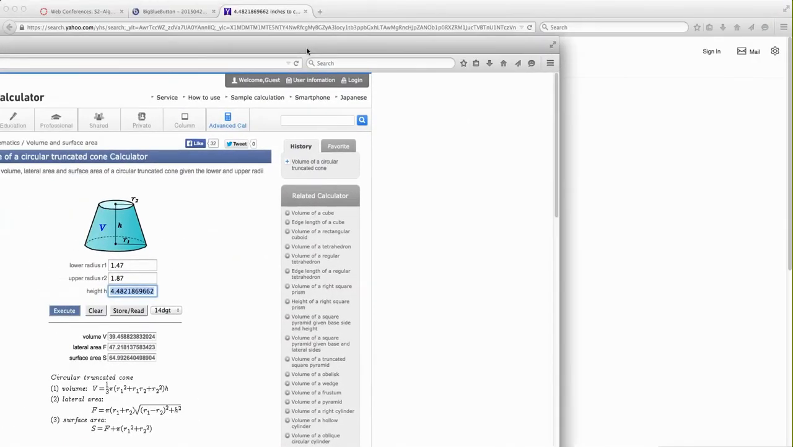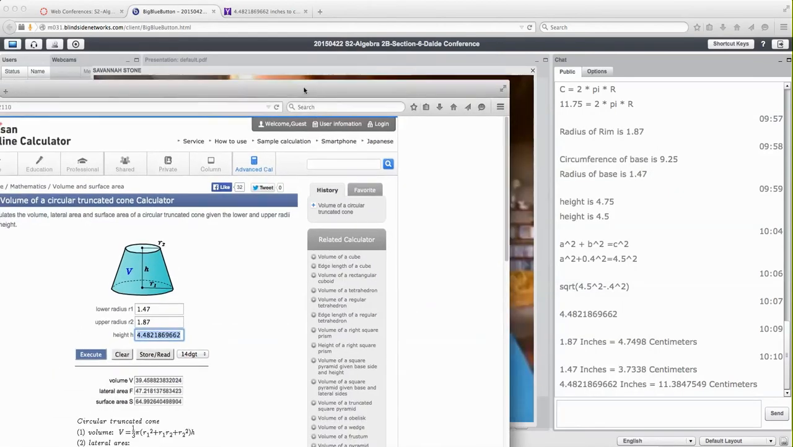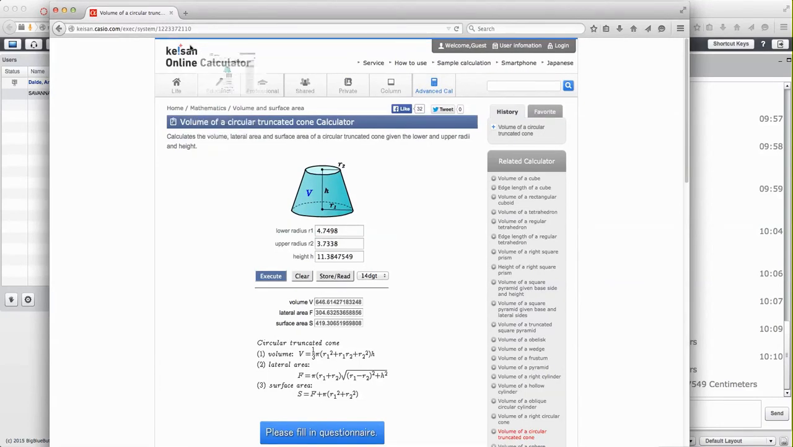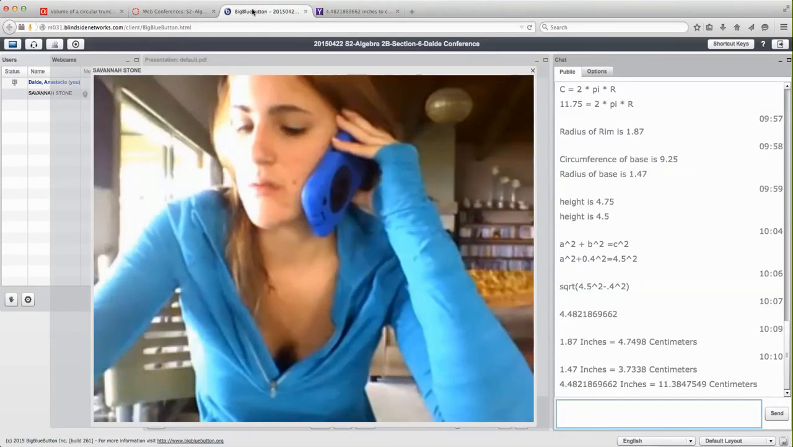Do me a favor and plug in your numbers into there. So it'd be 1/3 times pi, parentheses, 4.7 squared, plus... All right, I got my answer.